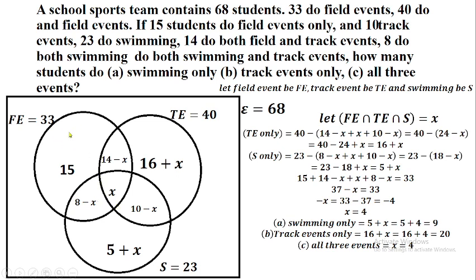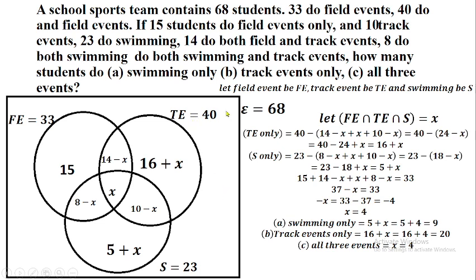So for this one, we have already gotten field event only, but for track event, we need to get track event only. You were already given this one in the question: 15 students do field event only. You already have that, but you don't have this one. So how do we get track event only? We have 40 elements in the track event. Then how do we get track event only?